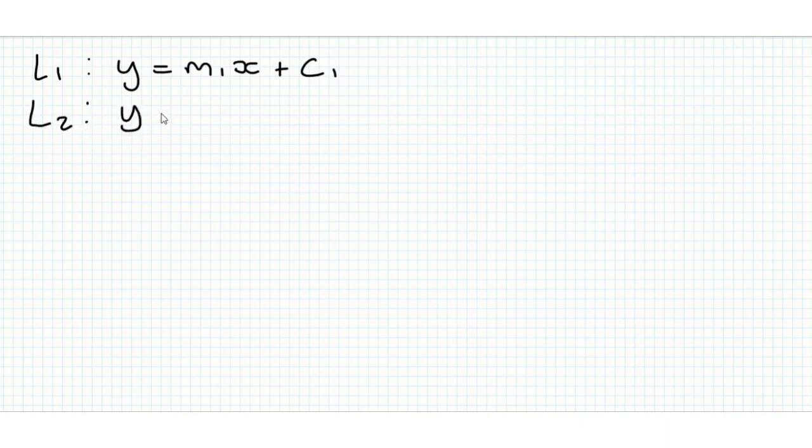In this video we're going to look at straight lines and how to determine whether they are parallel to each other or perpendicular. So if we have two lines, line L1 defined as y is equal to m1 x plus c1, where m1 is the gradient and c1 is the y-intercept, and then L2 is defined as y is equal to m2 x plus c2.